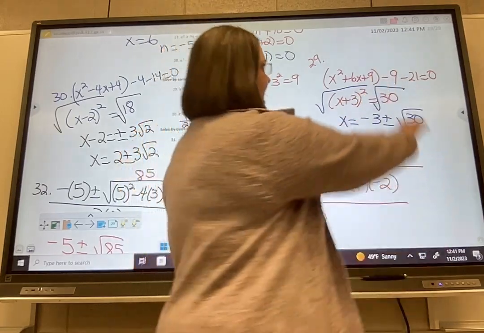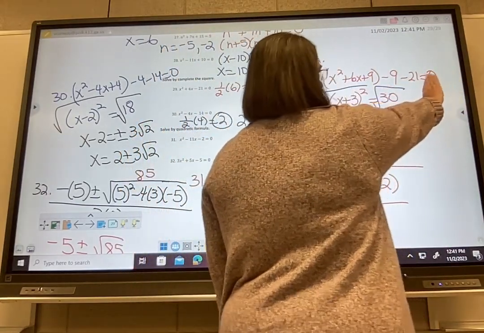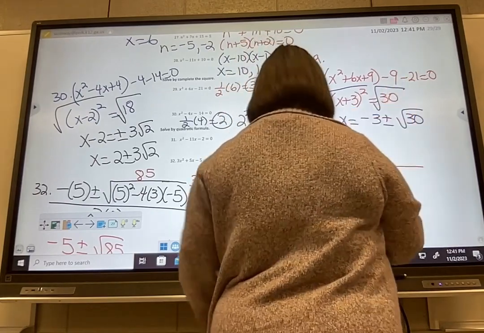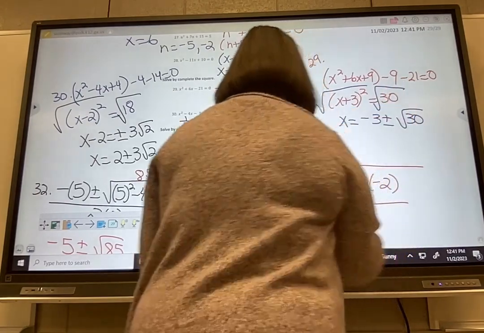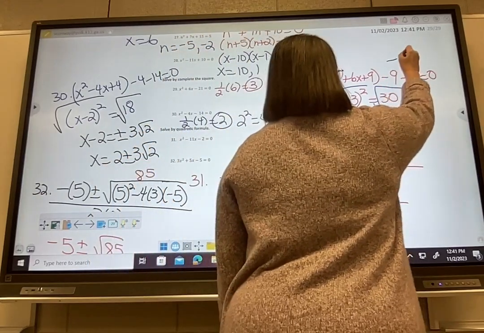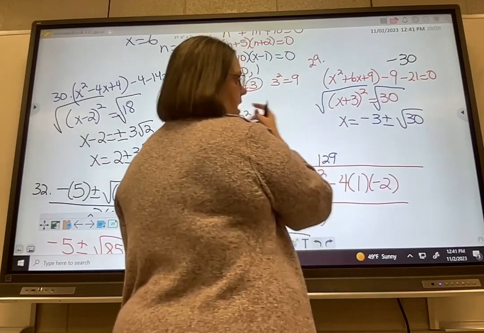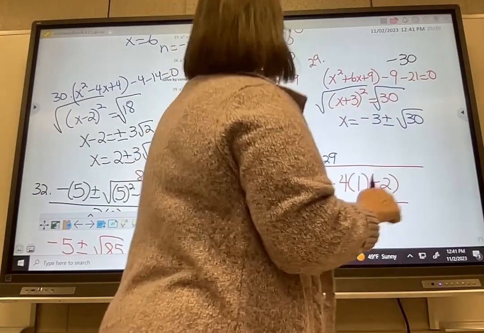Remember, we're just sliding the negative 21 over temporarily. So we add the 9, subtract the 9. That gives me negative 30 right there. After I do that, after this is negative 30, I add 30 to both sides, which makes it positive when it goes right. Then I square root both sides.